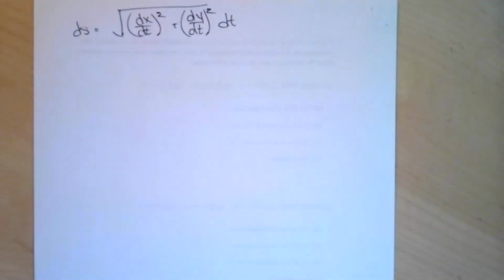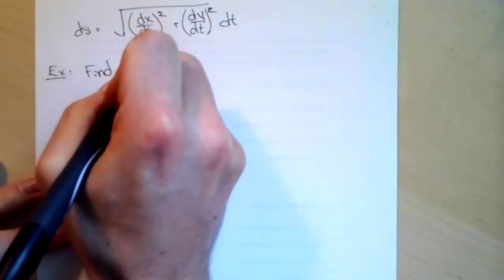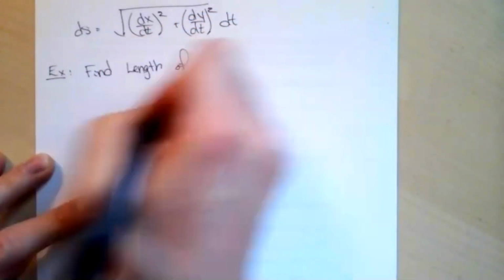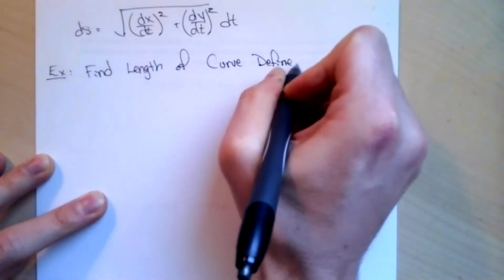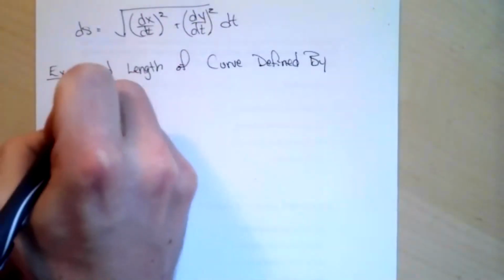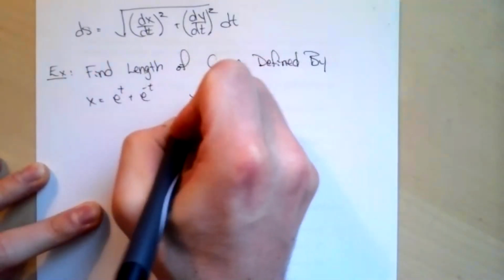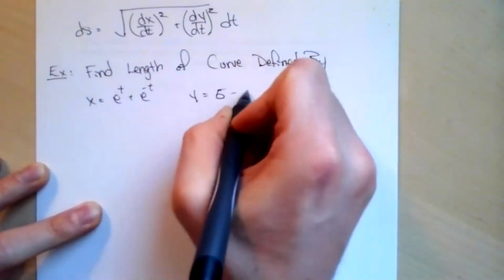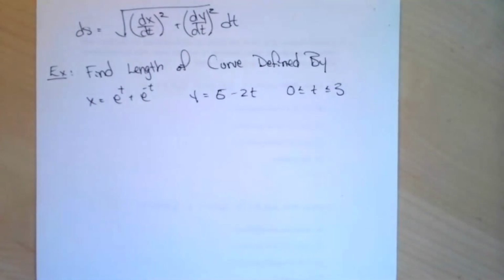Examples. Find the length of the curve defined by x is equal to e to the t plus e to the minus t, and y is equal to 5 minus 2t for t between 0 and 3.